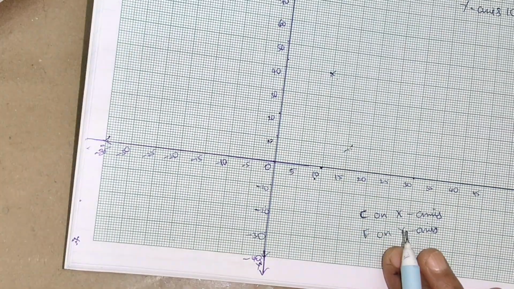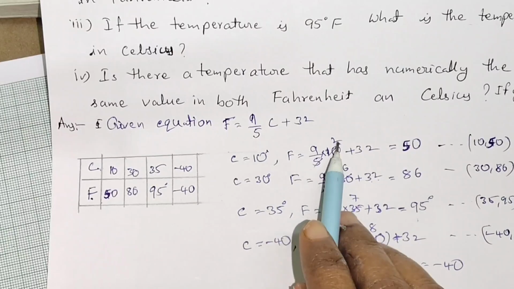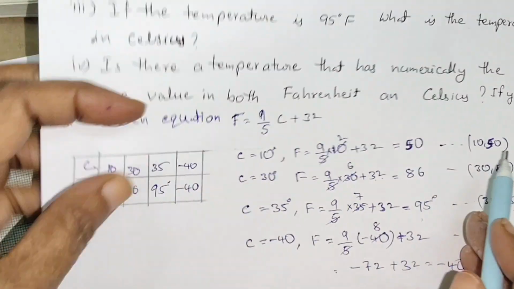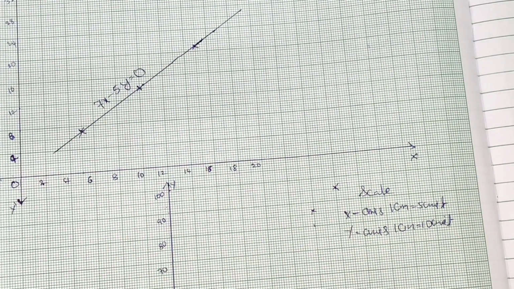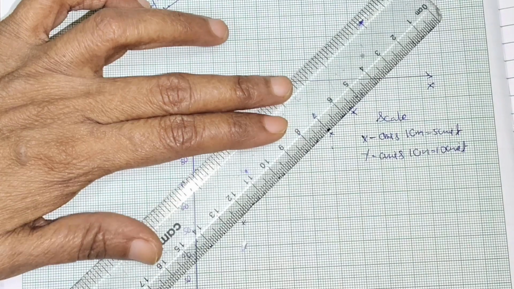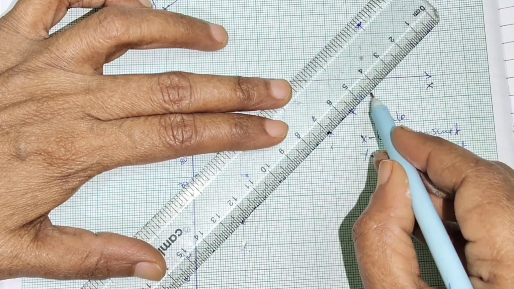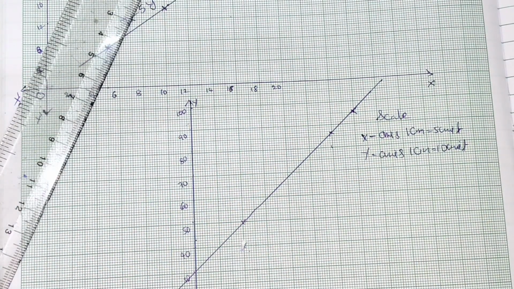So join these points. Here is a small mistake: 9 twos are 18, plus 32 is 50. So 10 comma 50 is the point. Now we mark 10 comma 50 here. Now join these points. So this is the line.